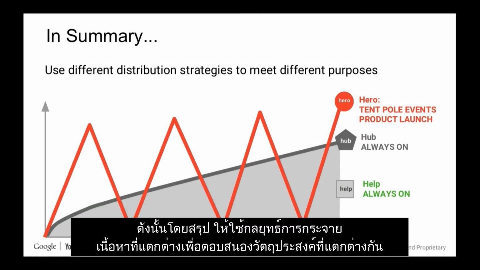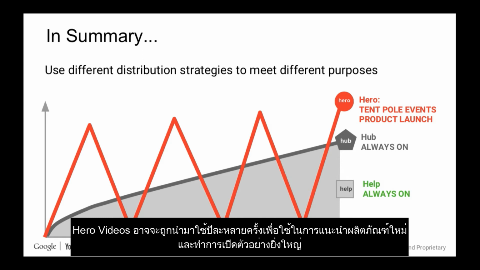Use different content distribution strategies to meet different purposes. The Hero video is going to run a few times a year. It's going to coincide with your large product releases and campaigns. It's expensive, big, and splashy, right? So it kind of goes up and down throughout the year.